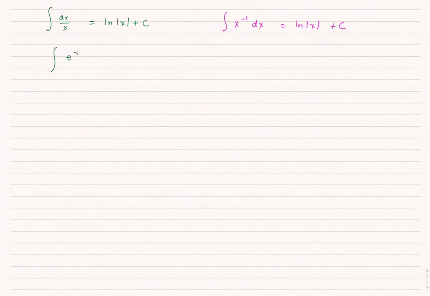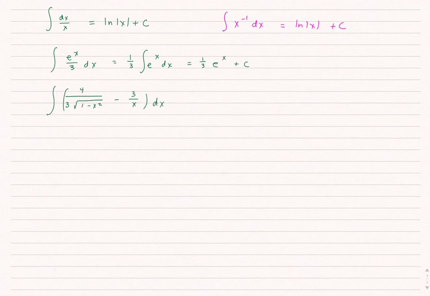Let's say I had e to the x divided by 3 dx. The first thing I'm going to do is pull out that constant, and then I'm going to remember that e to the x was one of my favorite derivatives because the derivative of e to the x was just e to the x, which means its antiderivative, or its indefinite integral, is also e to the x.